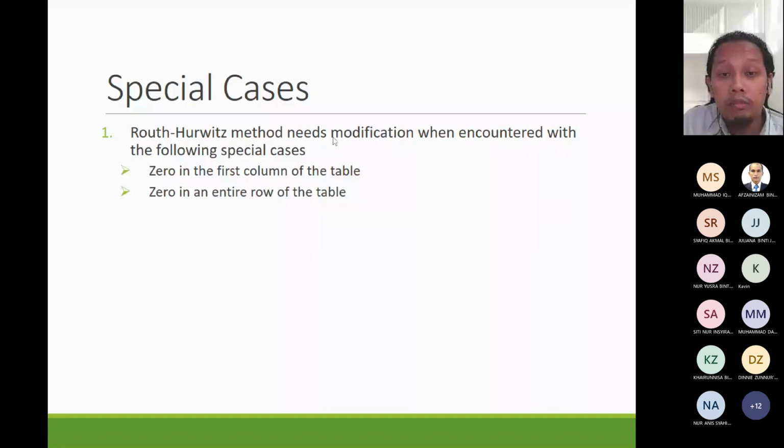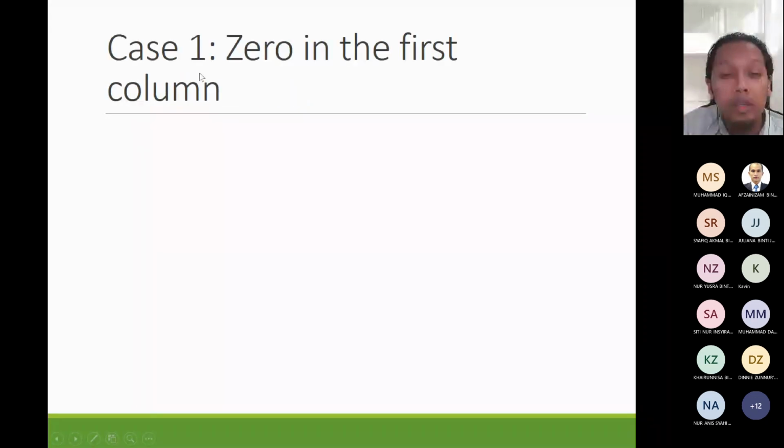The Hurwitz method needs modification when you encounter the following special cases. The first case is when you encounter a zero value in the first column of the table. And the second one is when you encounter zero values in an entire row of the table. So there are two special cases. Let's look at the first case. Case one is when you encounter zero in the first column.